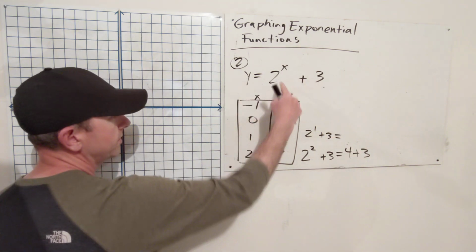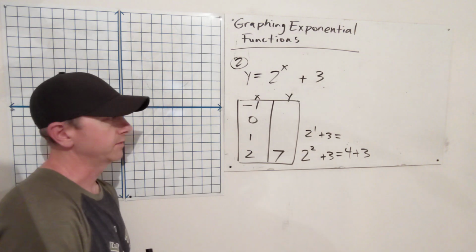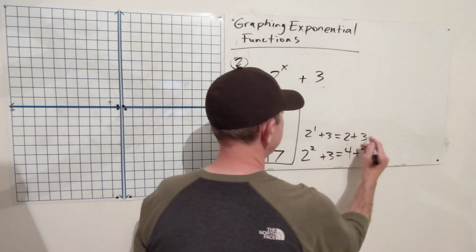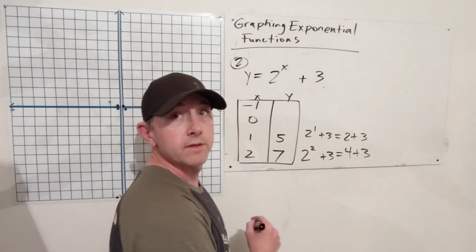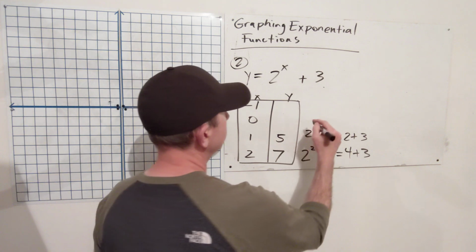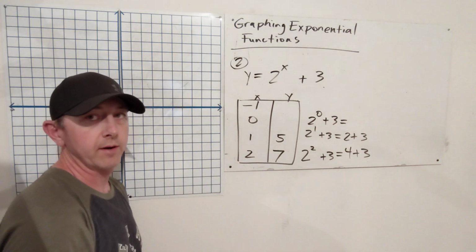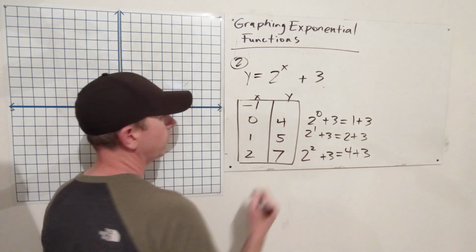Now this plus 3 part, all it does is change these y values, unlike the last question we did. It's almost the same. It's the same base right here. Here we get 2 plus 3. So this one's going to be 5. We've got 2 to the 0 power plus 3. Anything to the 0 power is not 0, it is 1, plus the 3, so this one is 4.